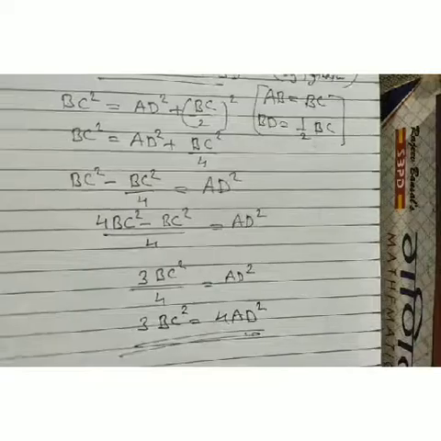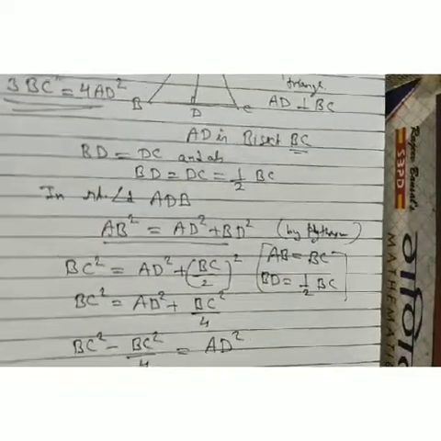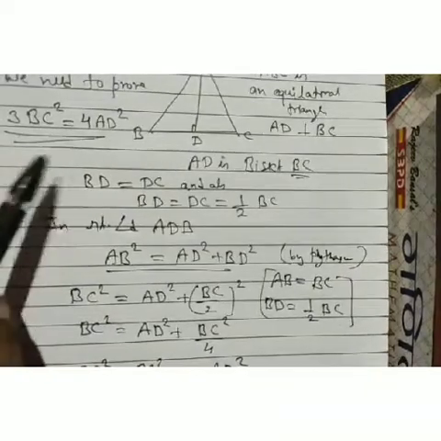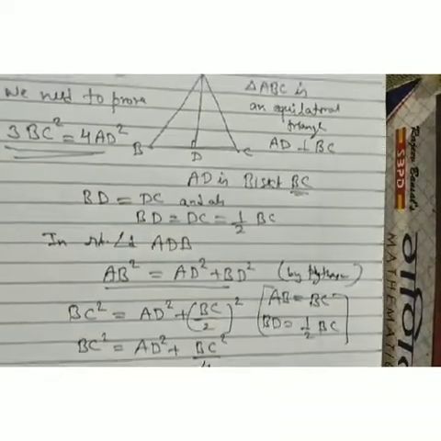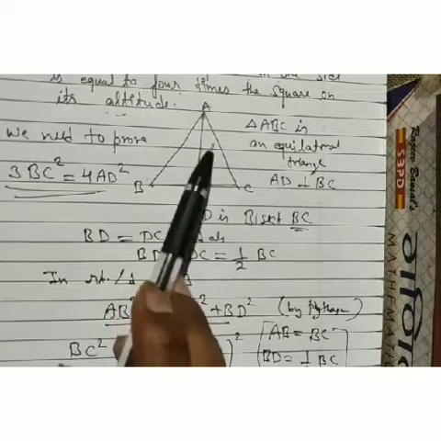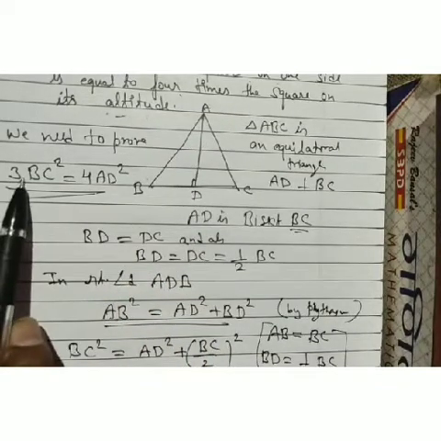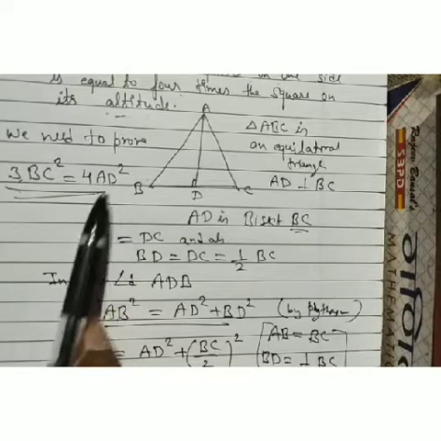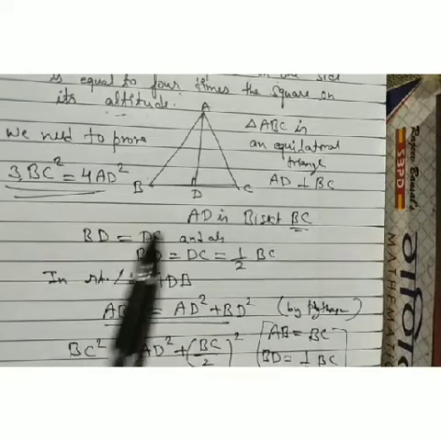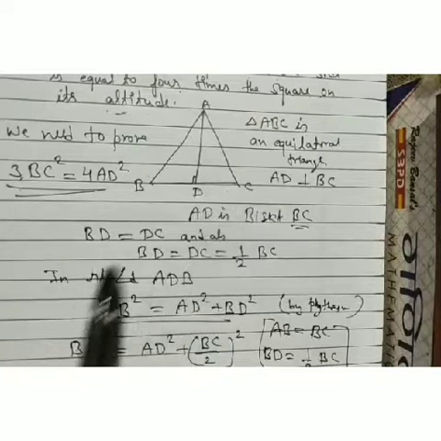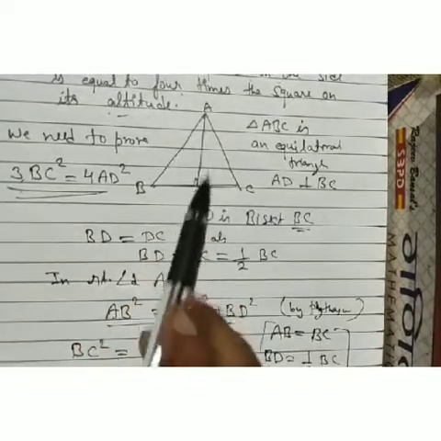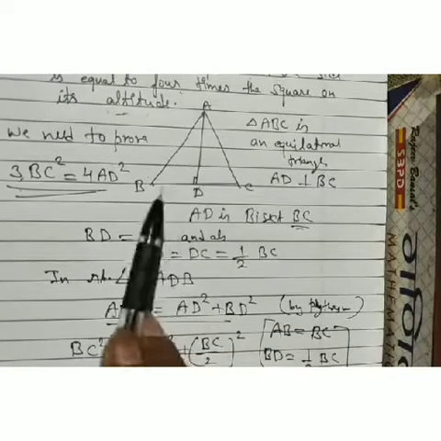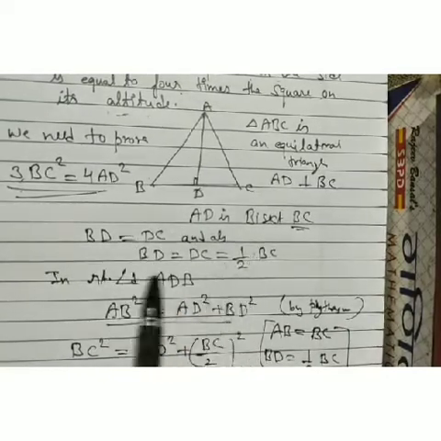I am going to revise the problem and solution again. We have to prove that 3 times BC square equal to 4 times AD square. We are given an equilateral triangle, and we have to show that 3 times the square of one side is equal to 4 times the square on its altitude. We start with the equilateral triangle ABC. In an equilateral triangle our AD is also a median, so D is the midpoint. Then we have BD equal to DC, and both are equal to half of BC.